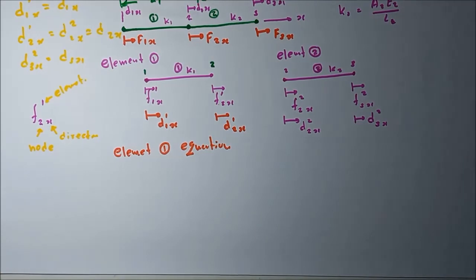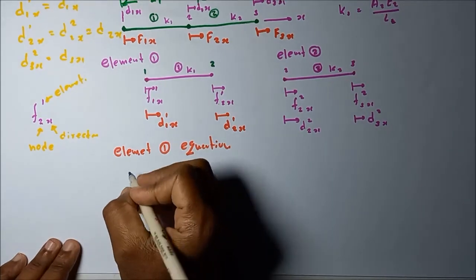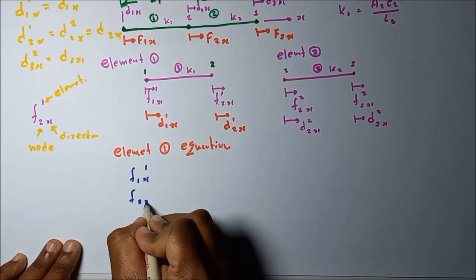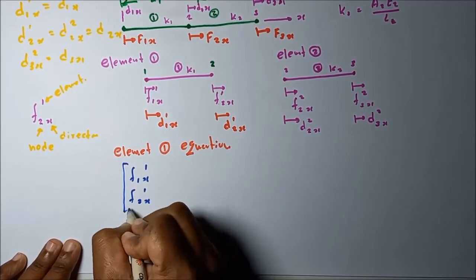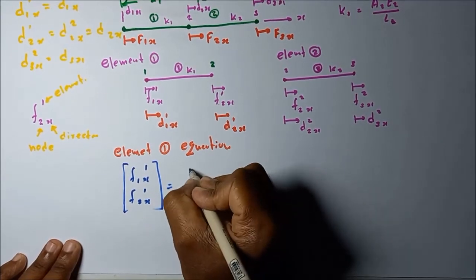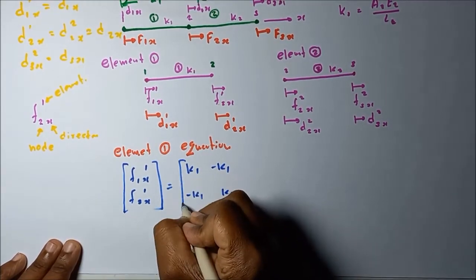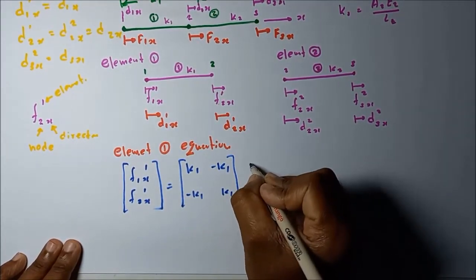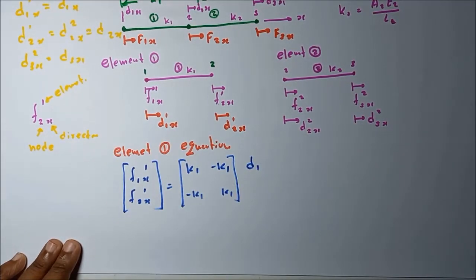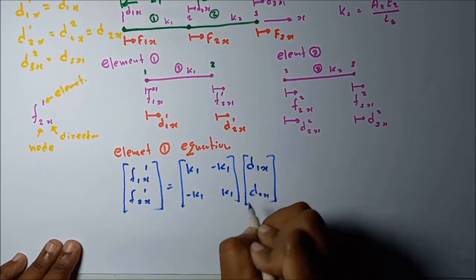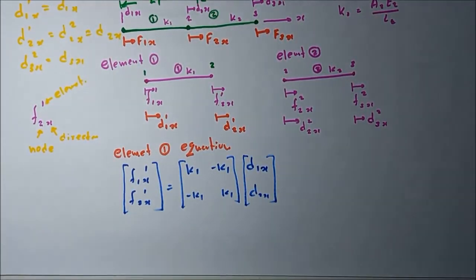We obtain the element equations using the basic method, so I'm going to use that equation directly. F1x1, F2x1, with the stiffness matrix k1, minus k1, minus k1, k1, times d1x, d2x. Then I'm going to write the element 2 equation also.